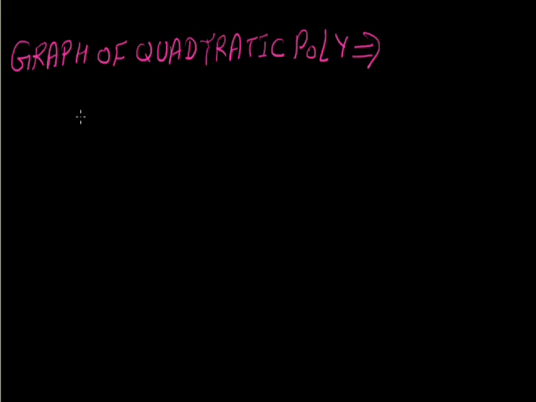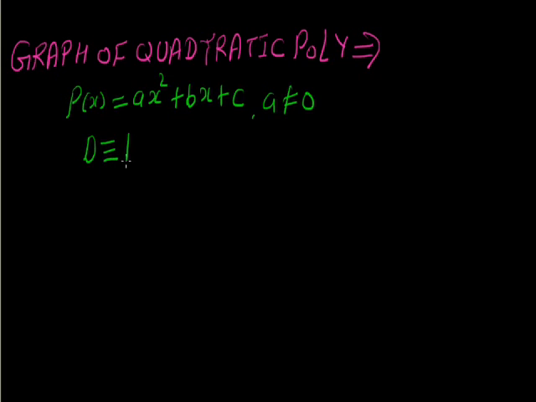First of all, we write down the general expression for a quadratic polynomial, that is p of x equals ax square plus bx plus c, where a should not equal 0. The graph of the quadratic polynomial depends on four parameters: sign of a, sign of b, sign of c, as well as the value of the discriminant of the quadratic equation, that is, d equals b square minus 4ac.